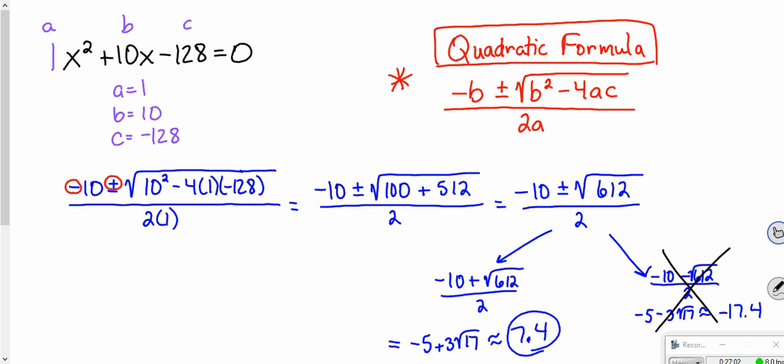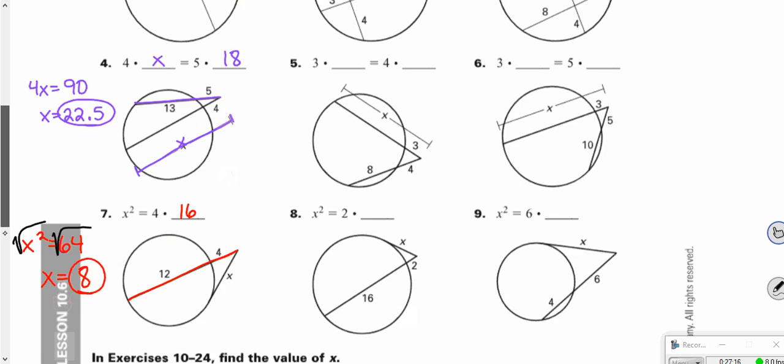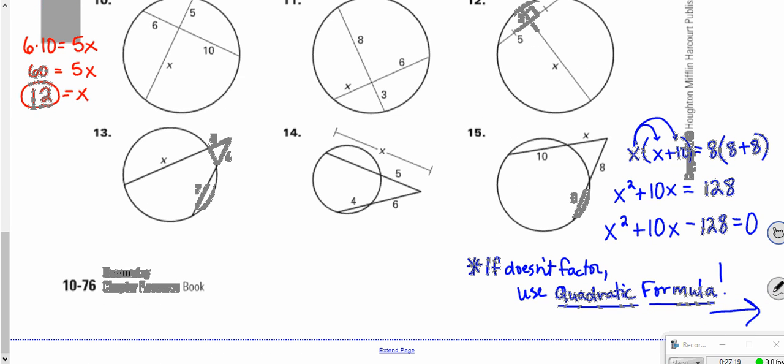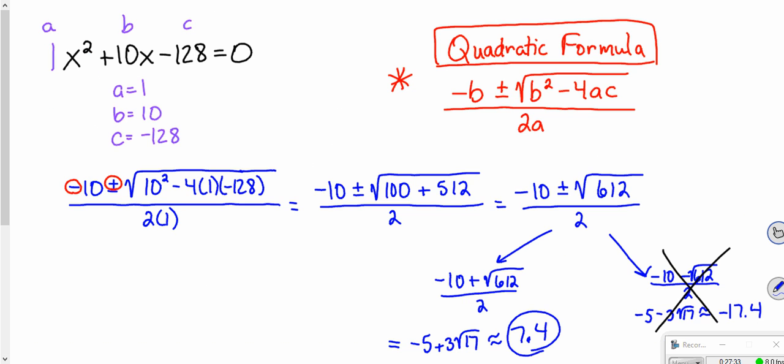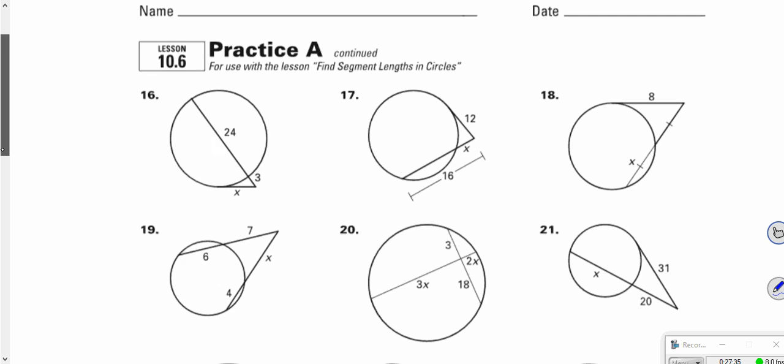I hope that helped. So you may need to use the quadratic formula on a couple of these. I wanted to make sure that we went over that again. So let's go back here. So my answer down here, quadratic formula, is going to be approximately 7.4. My work again is on the next screen. So let's go to the second page.